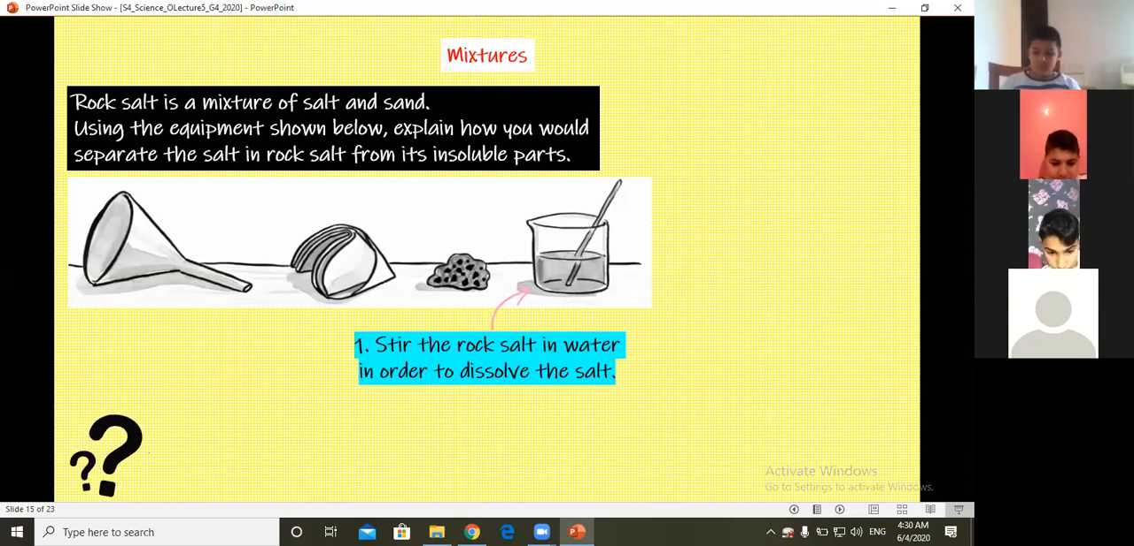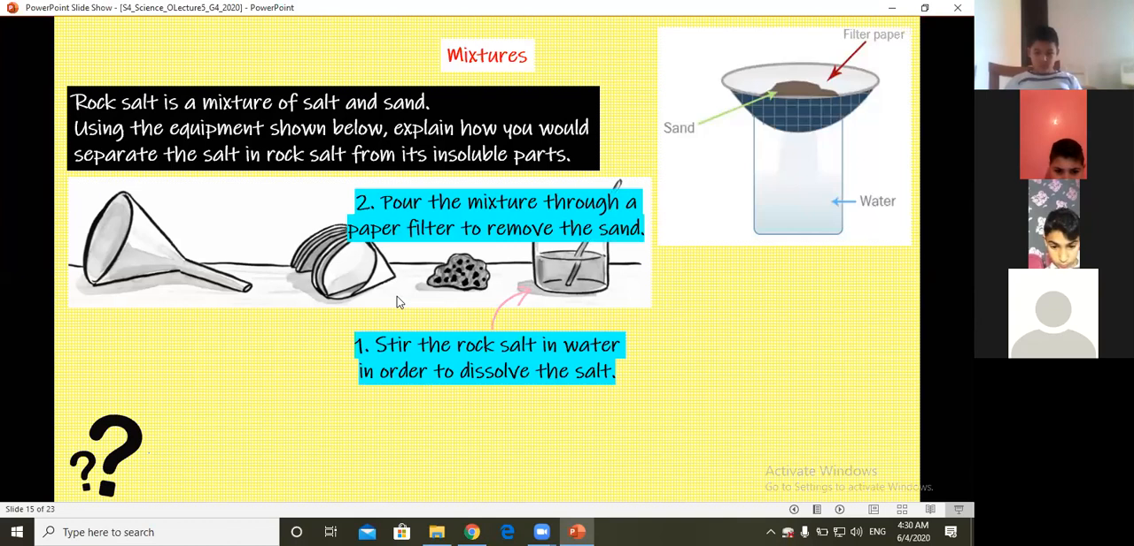We can now use what? Filter paper. Excellent. But not at the beginning. You have to mix them with water first. The filter paper will hold the sand in it and will let the salty water go down.